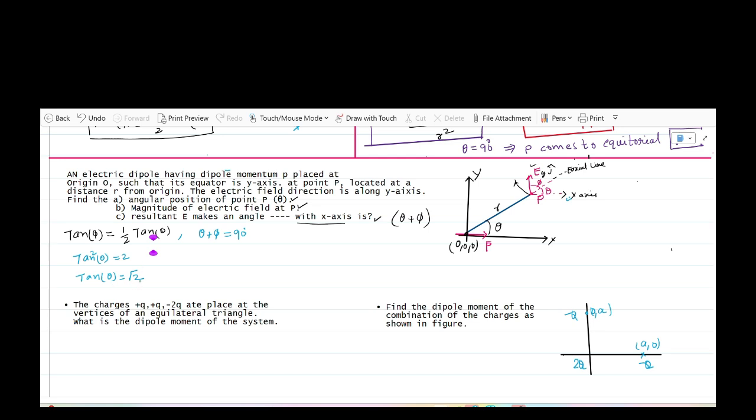So theta value is equal to tan inverse root 2, I can write. Tan inverse of root 2 value. Now he's asking to find out theta value, which is tan inverse root 2. Now the magnitude of electric field at point P, I want to find out.